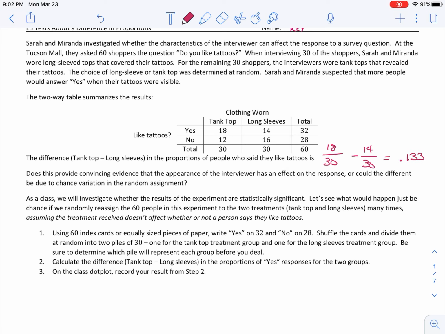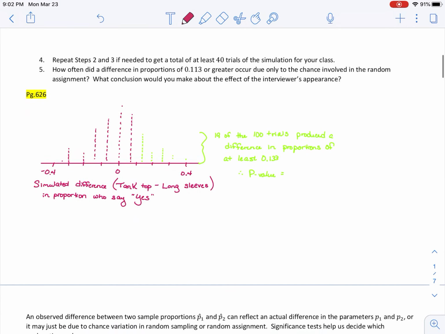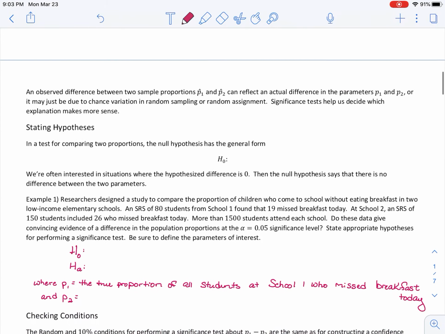So we're looking at how uncommon that is if there really isn't a difference. What this is showing is you sometimes do get this number or something even larger, but it happens 19 out of 100 times. Which means the p-value would be 19 out of 100, or 0.19, which is not very uncommon. So it doesn't seem like we have evidence that a difference this large couldn't happen just by chance, just due to random variation. They don't have evidence that the appearance of the interviewer causes a higher proportion to say they like tattoos when the tattoos are visible.